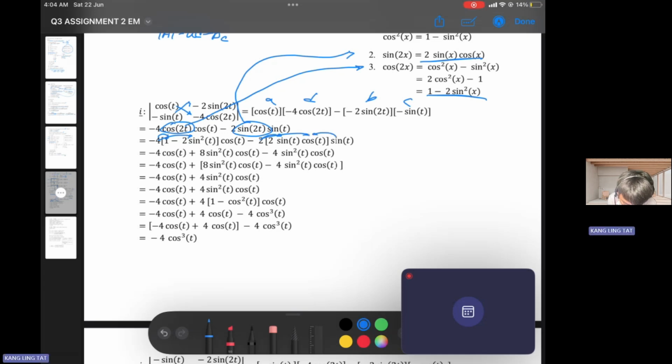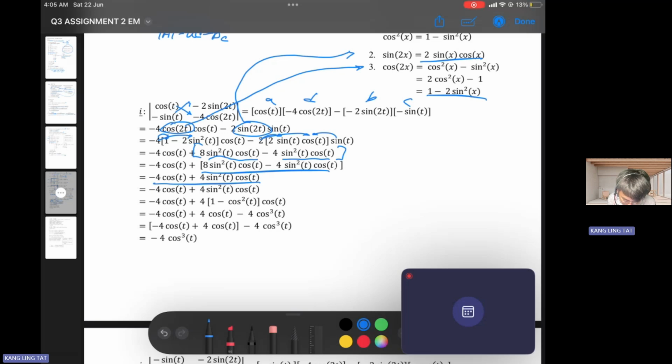continue on. So now here we got a little issue, which is that the 8 sine square t and also negative 4 sine square t. So now we can also simplify, because we can see here that these two terms are actually similar. See here, sine square t times cos t, sine square t times cos t. So 8 minus 4 will be equal to 4. So this is what we are getting.